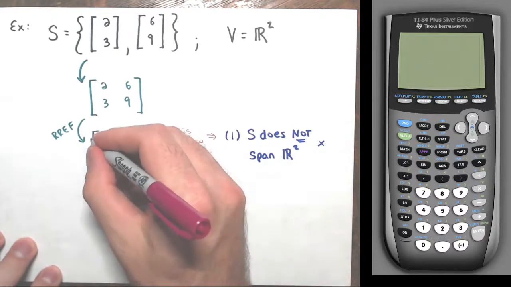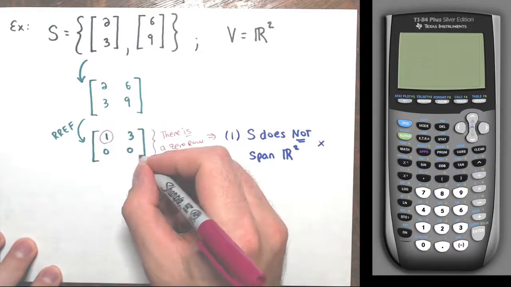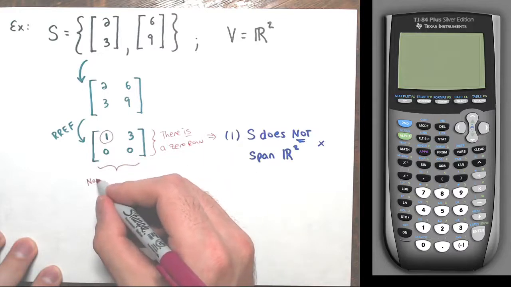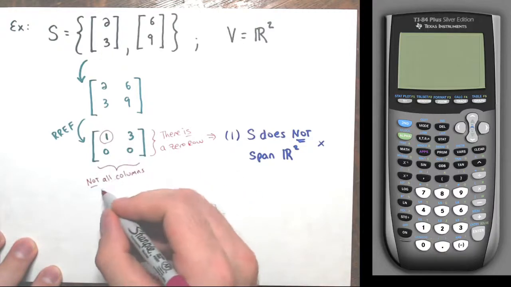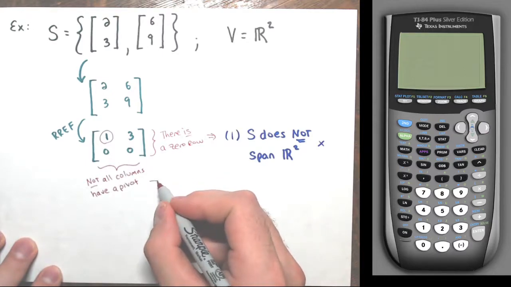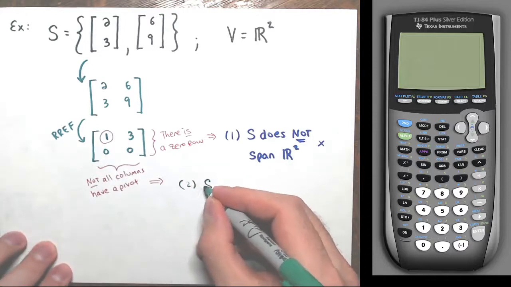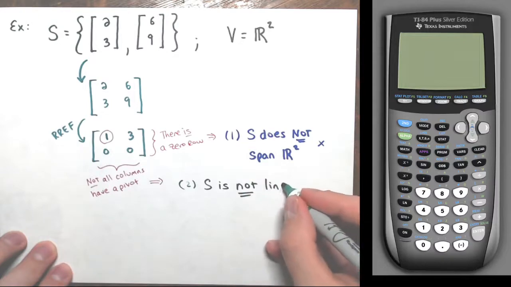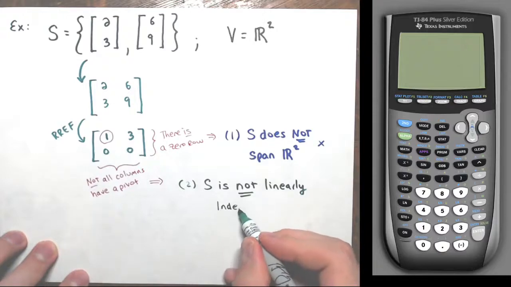But I'm going to point out one other thing as well. Look at the pivots, right? There's a leading 1 in this first column, and then this row doesn't have any leading 1s. It's a row of entirely zeros, so only one column. So not all the columns have a pivot, have one of those leading 1s. So that also leads me to the conclusion that S is not linearly independent, or it's linearly dependent.